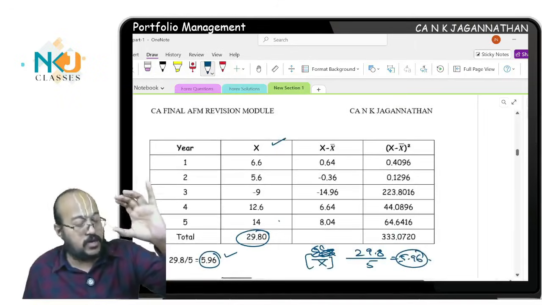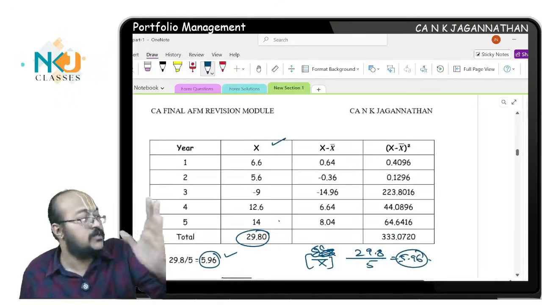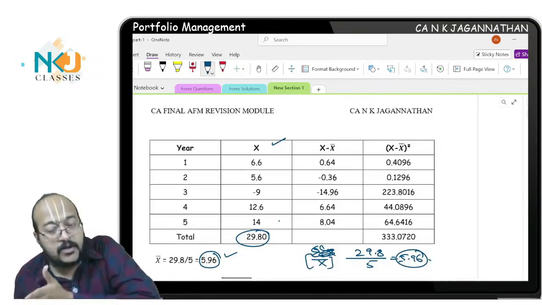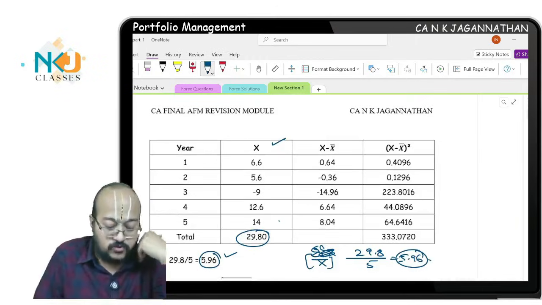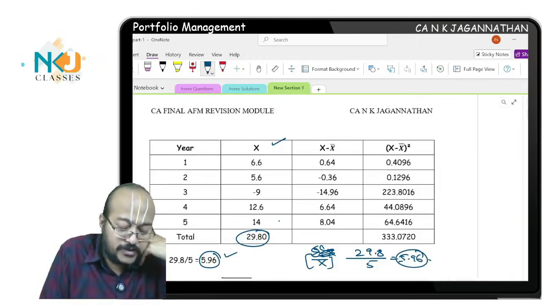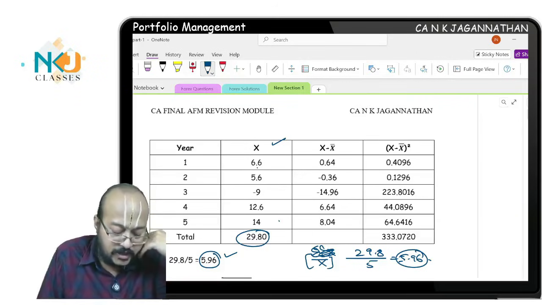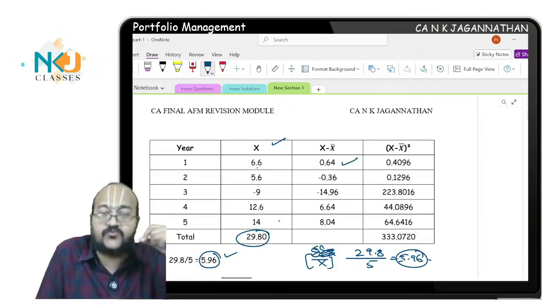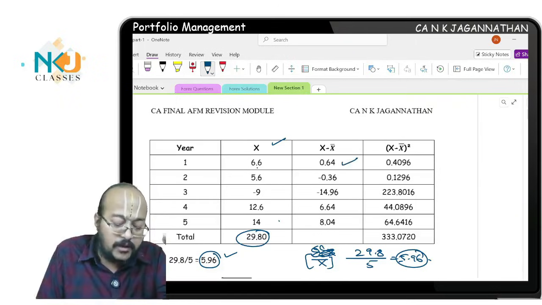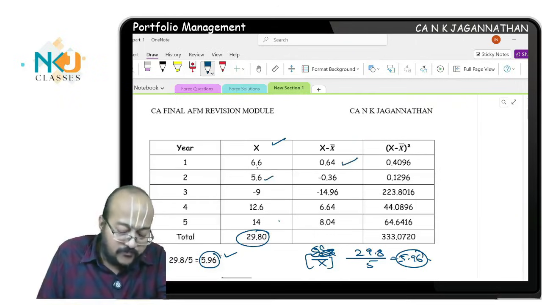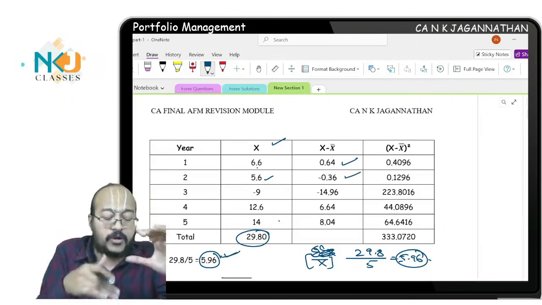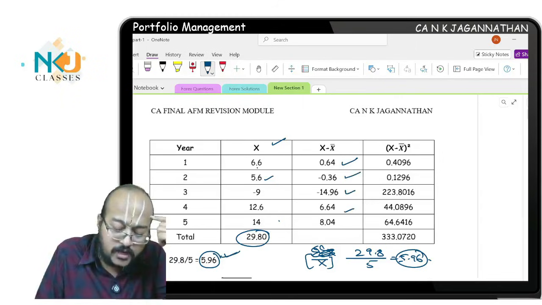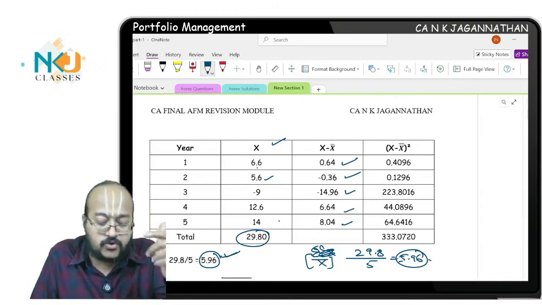Here, the return of security X, then X minus X bar, then square it up, X minus X bar the whole square. Are you understanding? So X minus X bar for the respective year: first year 6.6 minus 5.96 is 0.64. Are you all understanding what they have done? Next, 5.6 minus 5.96 is minus 0.36, X minus mean. Now you should square it up.